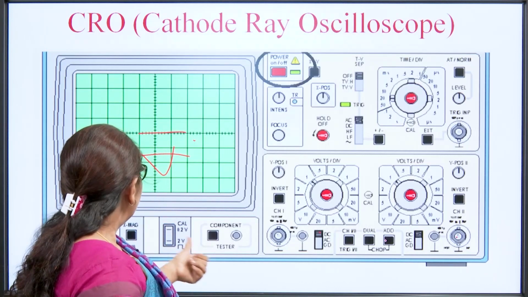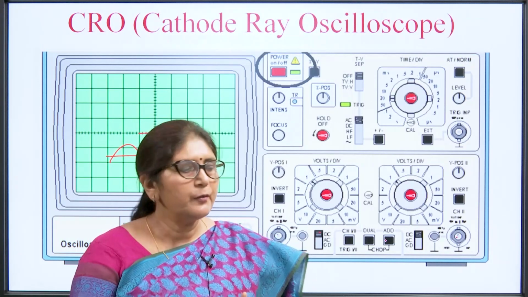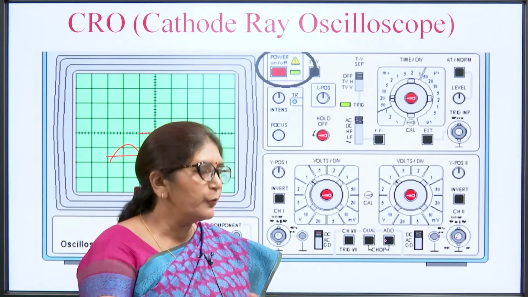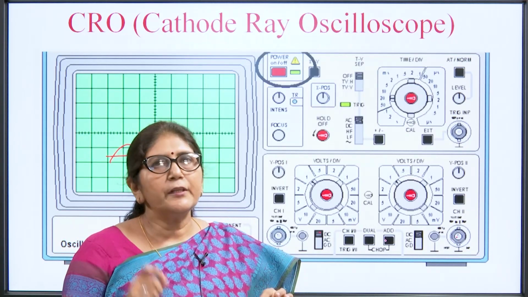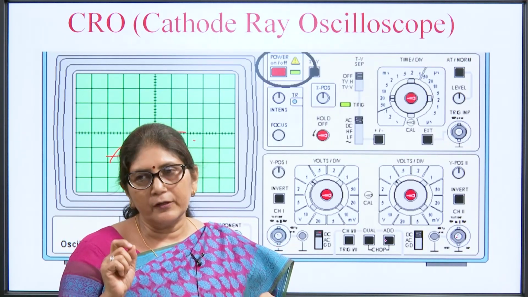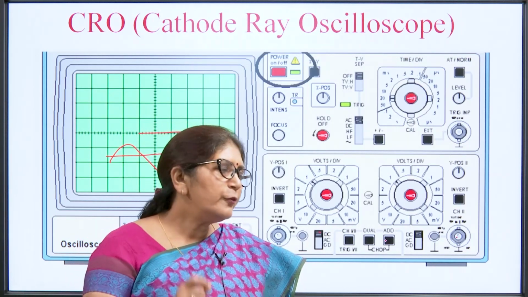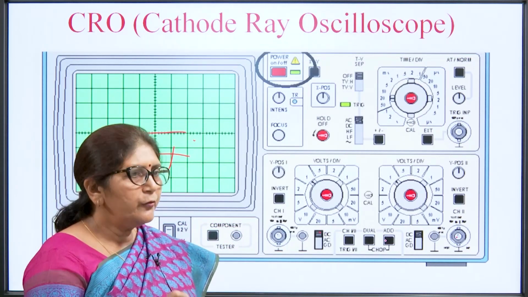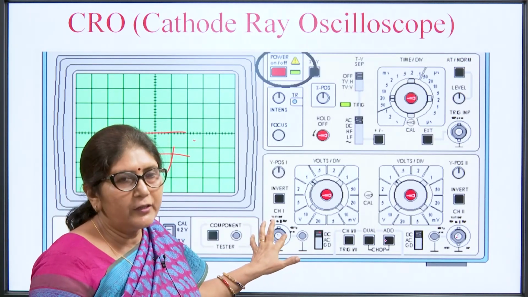Similarly, this CRO is also used for calibration purposes. Suppose we are using a probe for the measurement of voltage. First we have to confirm whether the probe is working properly or not. For this purpose we have to calibrate the probe. For the calibration of the probe, what will we do? We will put the probe at this position. Suppose channel 1 we have selected.